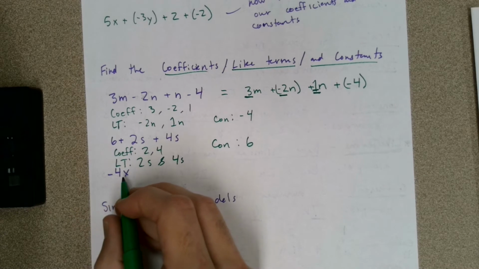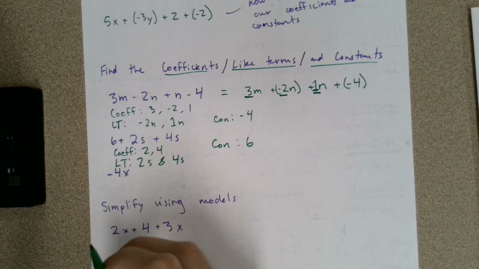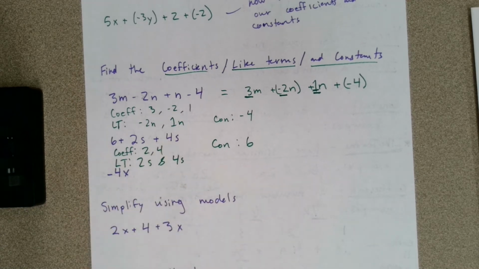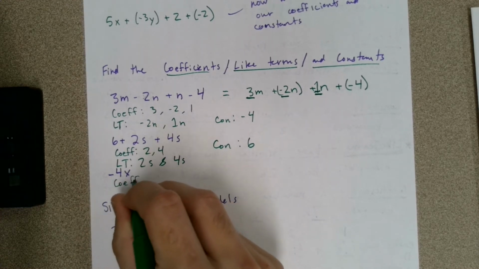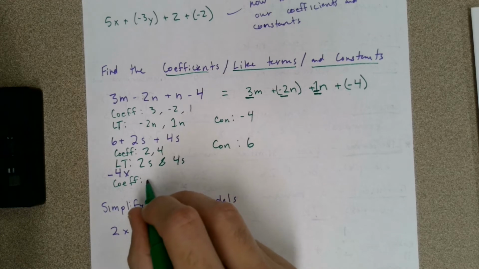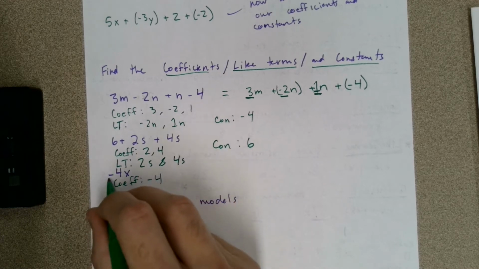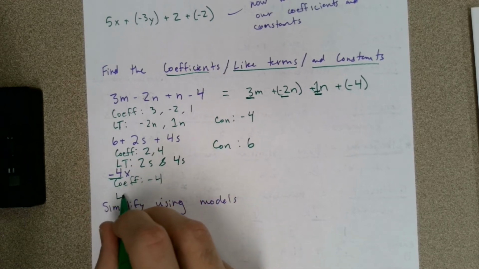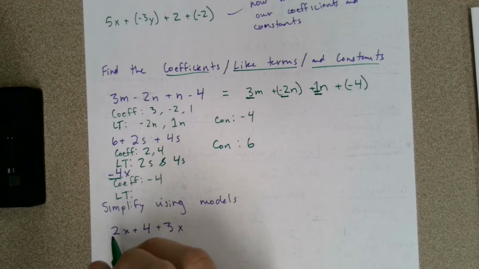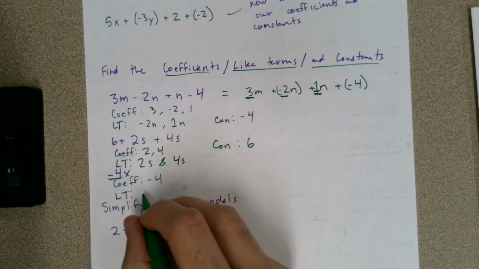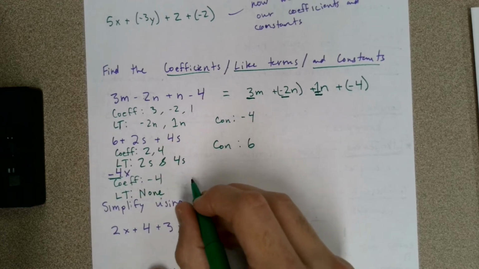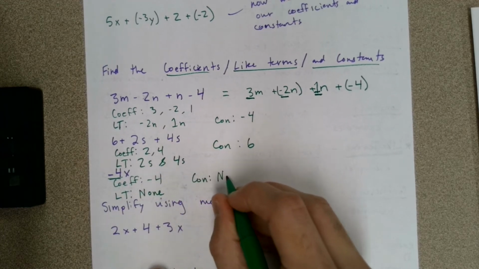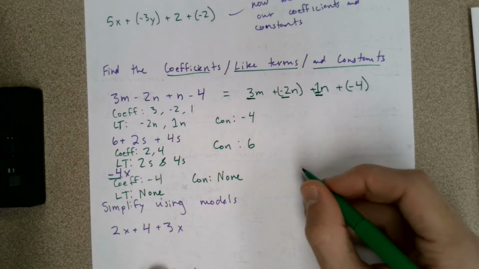All right, one more example. We got negative 4x. This one's pretty short and simple. Let's start with our coefficients. Those are the numbers that come before the variables. We got negative 4 right here. Like terms, there's no like terms because there's only one term. Just negative 4x is our only term. And our constants, still none. Our only term is negative 4x.